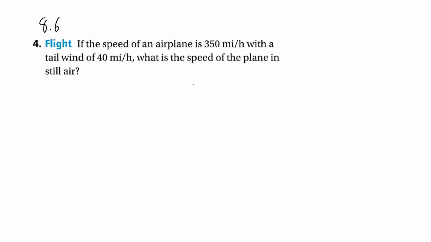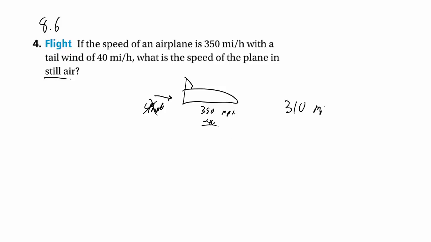So if an airplane is going 350 miles per hour, we worked this in class, but a tailwind of 40 miles per hour is what's helping it out. So how much would the plane be going if that tailwind were not helping it out, meaning if it were in still air? So that's very simple. If you took away the wind, it's not helping them, you lose 40 miles per hour speed, so it'd be 310 miles per hour. Now we're going to build on that.